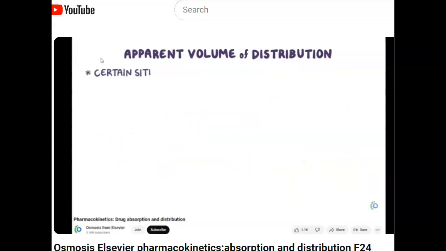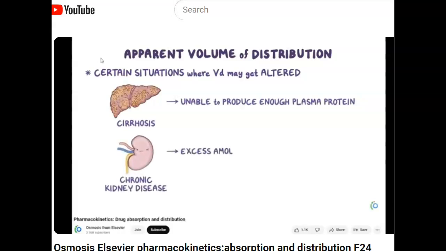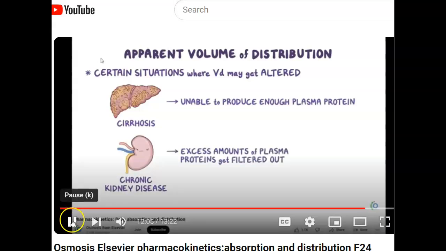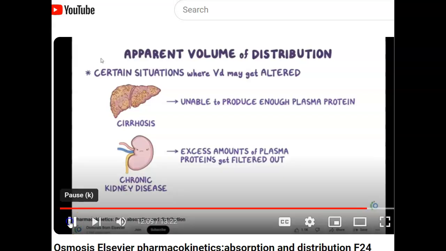Now, there are certain situations where this apparent volume of distribution may get altered. For example, in chronic liver diseases like cirrhosis where the liver is unable to produce enough plasma protein, or in certain kidney conditions like CKD, or chronic kidney disease, where excess amounts of plasma proteins get filtered out through urine, the amount of plasma protein-bound medication gets reduced substantially, therefore increasing the VD.